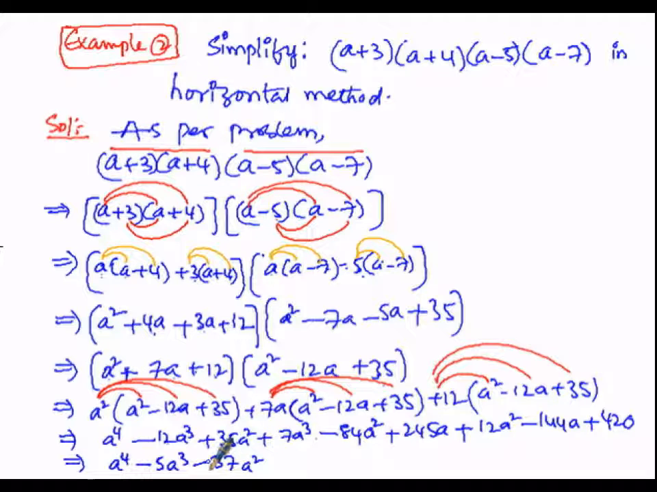Then now the a terms. So here 245a minus 144a, plus into minus is minus. So these two are like terms, so we have to subtract. 245 minus 144 is 101 a's. But among these two, 144 and 245, 245 is greater, the sign is positive, so the positive sign will be attached. Then the last term is a single term, that is 420. There is another constant term, we have to write it as it is, that is plus 420. So in this manner, a power 4 minus 5a cube minus 37a square plus 101a plus 420 is the resulting expression.